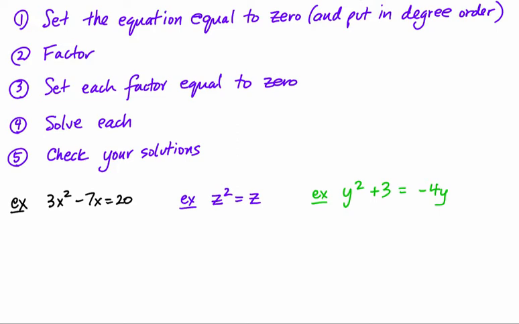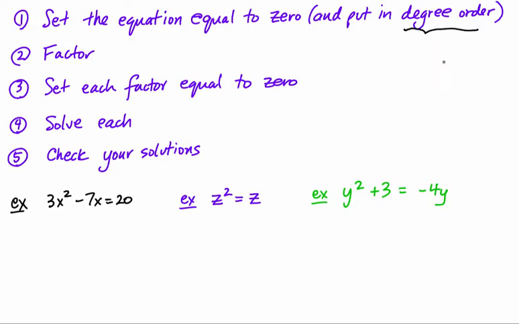So degree order is from the largest degree, things like x squareds, all the way down to just the constant terms at the end. So usually it's x squared, then the x terms, then the constant terms at the end. But it depends on the variable. You see I've got some x's in the first one, I've got z's, and then I've got y's. So we're going to put all of these into degree order and make them equal to 0 at the same time.